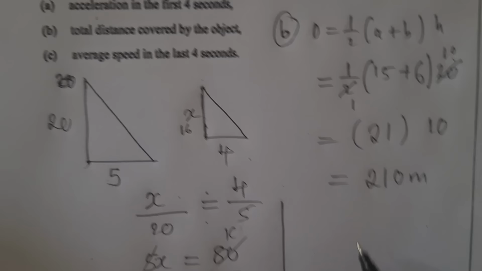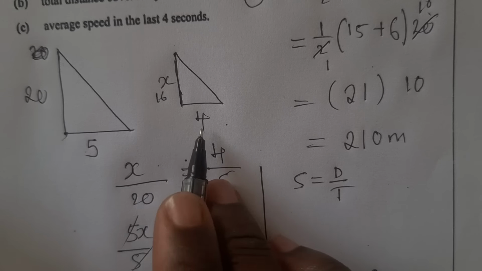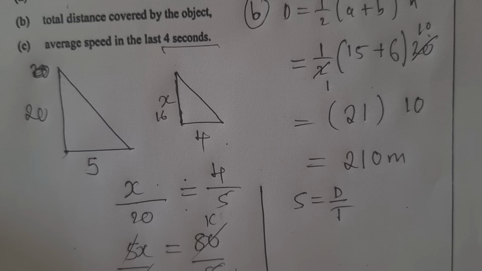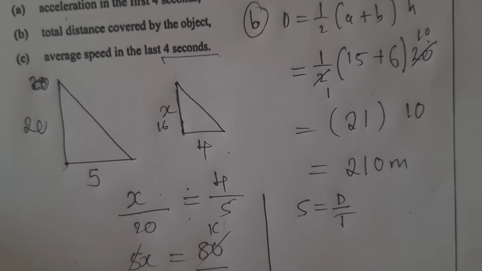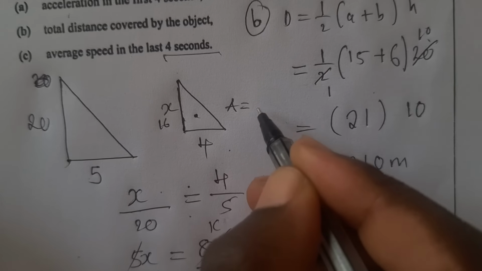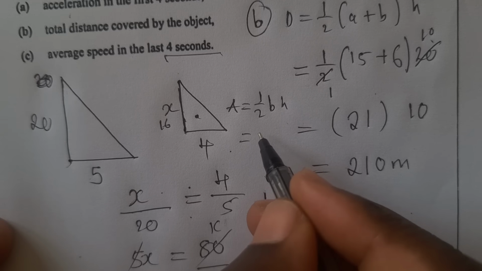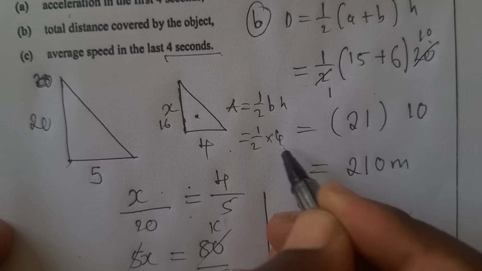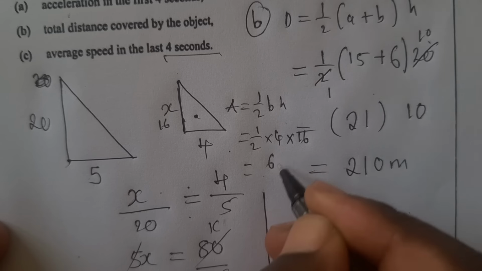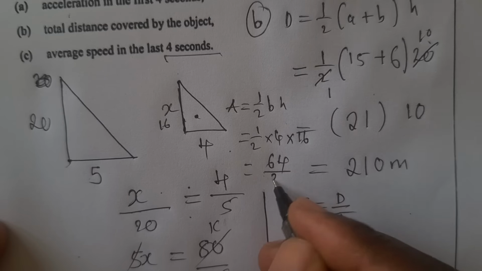The x is 16. So we can say speed is equal to distance over time. So the time, we know that it's 4. They said last 4 seconds. But for distance, we don't know. So in order for us to find this, we find the area of this triangle. Its area is equal to 1 over 2 bh. So this will simply be equal to 1 over 2 times 4 times 16. So when we multiply 4 times 16 there, it's giving us 64. So this is 64 over 2. So when we divide by 2, it's giving us 32.